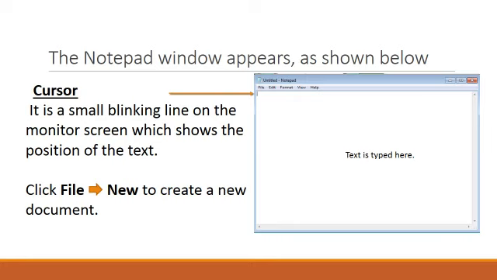We have learned about cursor in our previous chapter as well, chapter 5, computer mouse. The cursor which shows our position on the computer screen, the position of our writing on the computer screen. So you can start typing directly with the help of this cursor, and there is another way. You have to click the File tab, New option to create a new document in Notepad window.